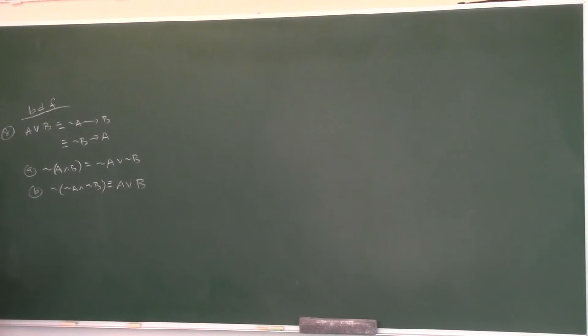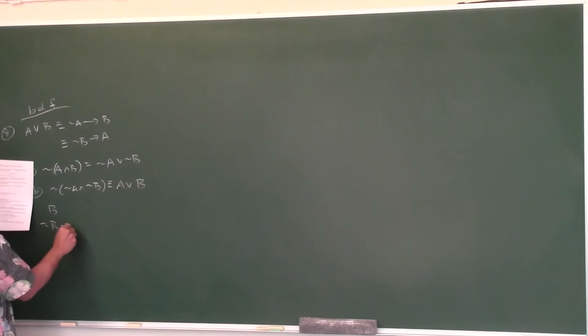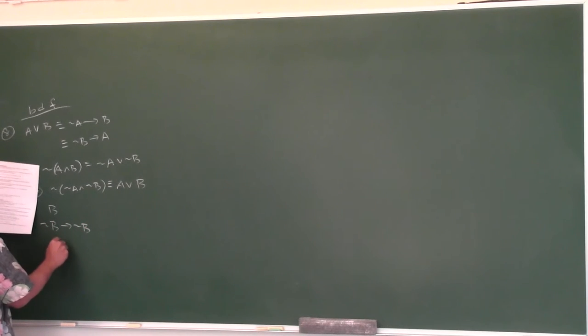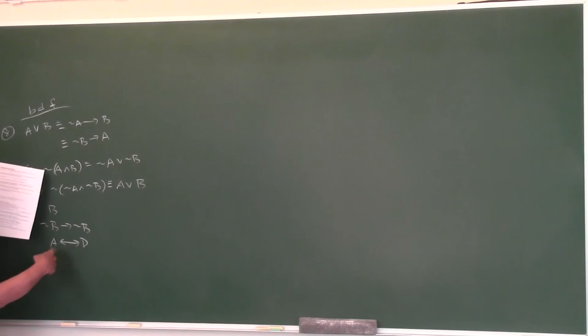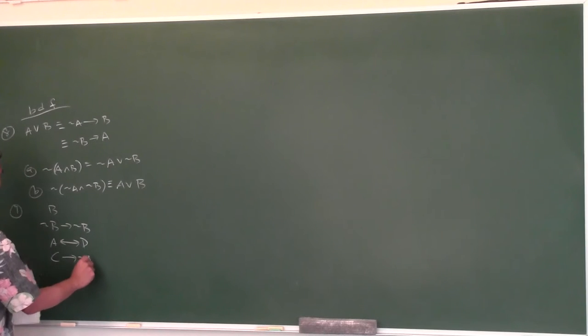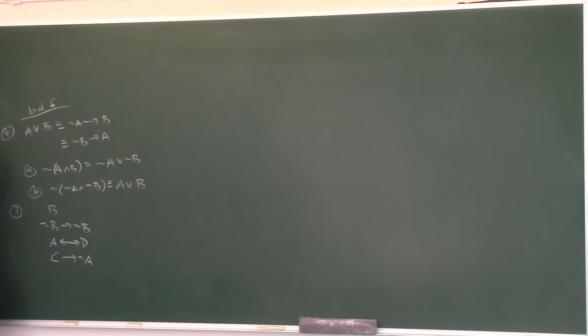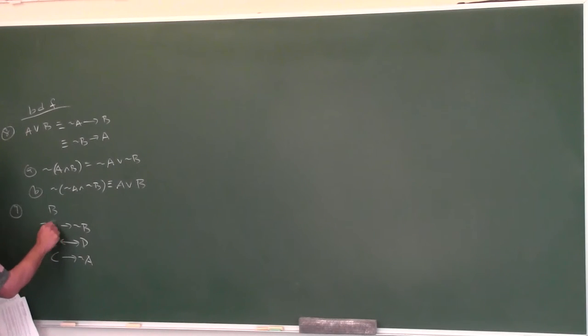All right, number 9. What conclusion can be deduced from the following premises? B, not D implies not B. A, if and only if D. Remember, that's the biconditional. You can use it either direction, whichever one is going to be most beneficial. C implies not A. Okay, now since we got B, I think I wrote something wrong. This is not D.